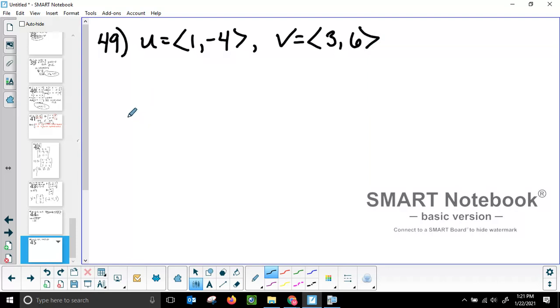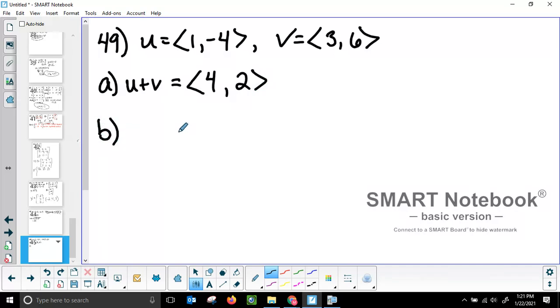All right, so A is u plus v. So we literally just add corresponding components. So 1 plus 3 is 4, and -4 plus 6 is 2. All right, B, u minus v. So 1 minus 3 is -2, and -4 minus 6 is -10.